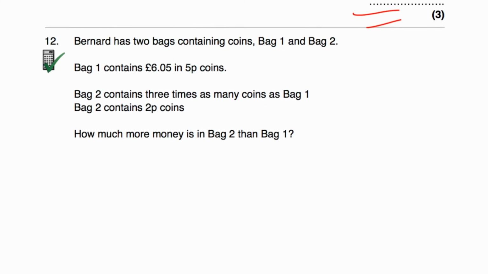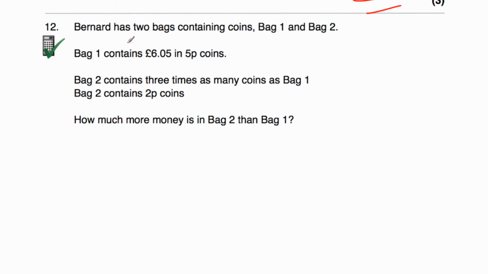Okay, let's have a look at our next question, question number 12. So question number 12 says, Bernard's got 2 bags of coins, bag 1 and bag 2. And bag 1 contains £6 and 5p in 5p coins. And bag 2 contains 3 times as many coins as bag 1. And bag 2 contains just 2p coins. How much more money is in bag 2 than bag 1? So we know that he's got £6 and 5p in 5p coins. So if we divide £6 and 5p by 5p, we'll see how many 5p coins he's got.